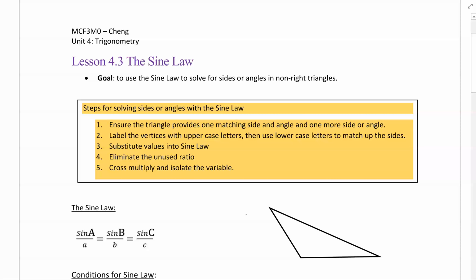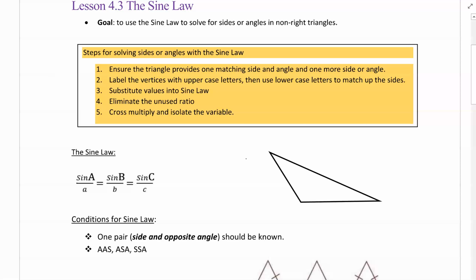Okay? In fact, the sine law can be used for any triangle as long as you are given a side and an opposite angle to match. Then at that point, one other side or one other angle, and you can actually work it out. Okay, so there's a lot of benefits to it. The only time you can't use the sine law, whether it's for right angle triangles or non-right angle triangles, is when you don't have a matching angle and side across from each other. Okay, in those cases, you're going to have to use the cosine law, which is 4.4. But let's get back to this.